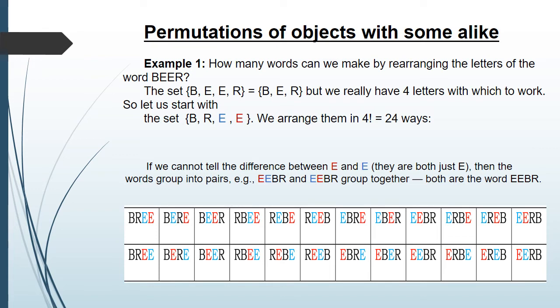If we cannot tell the difference between the two E's, they are both just E. Then the words group into pairs. For example, EEBR and EEBR group together. Both are the word EEBR. So see the illustration.